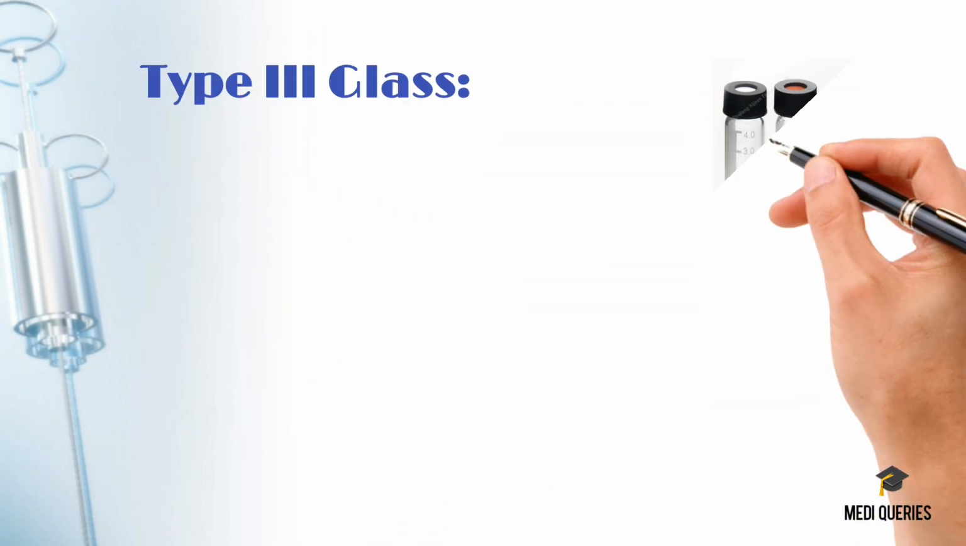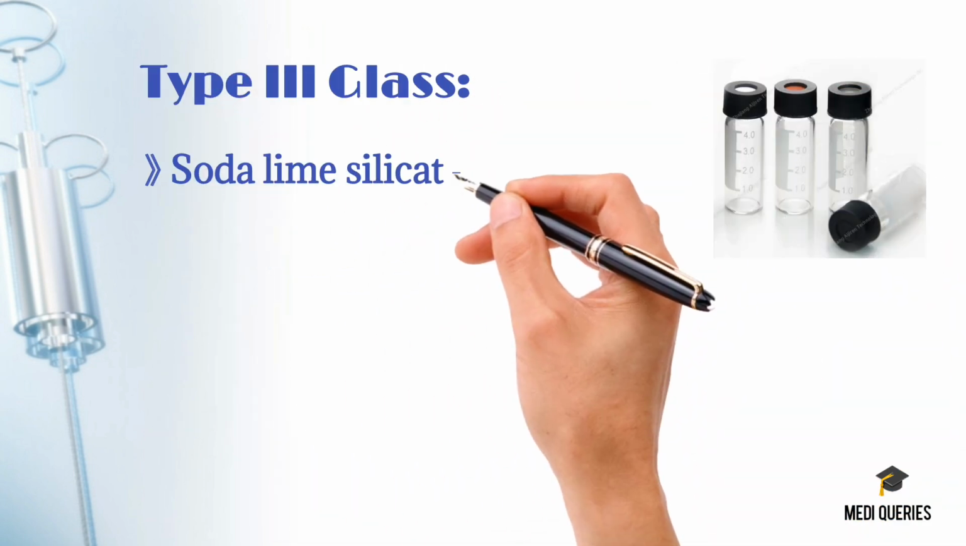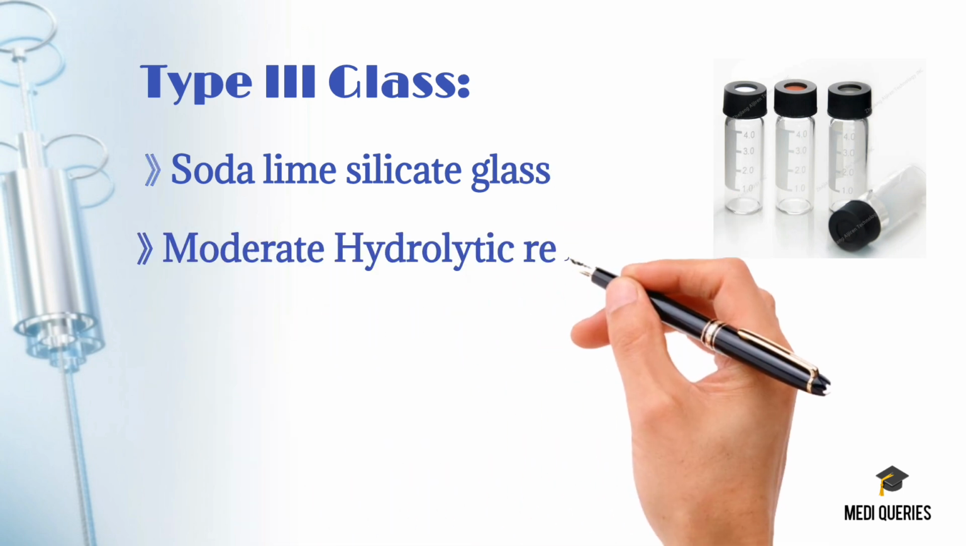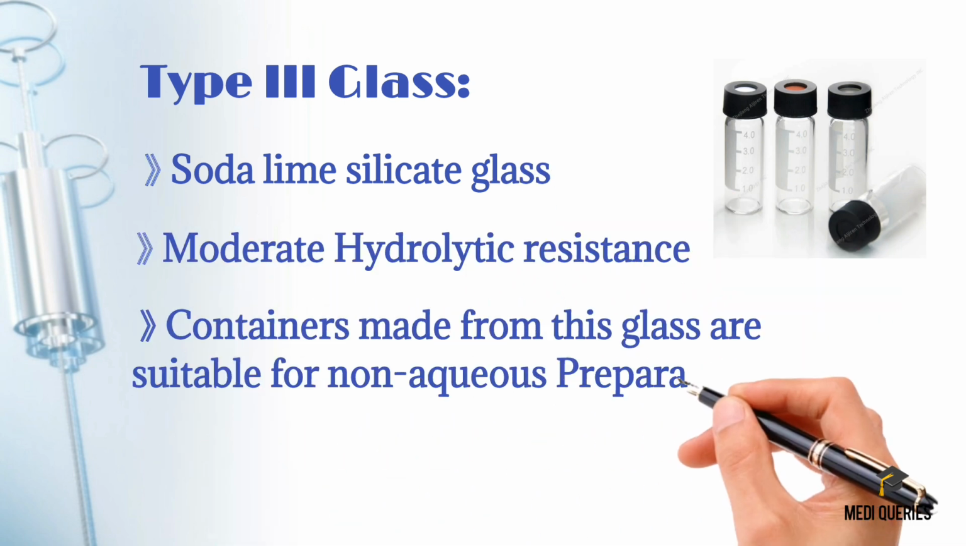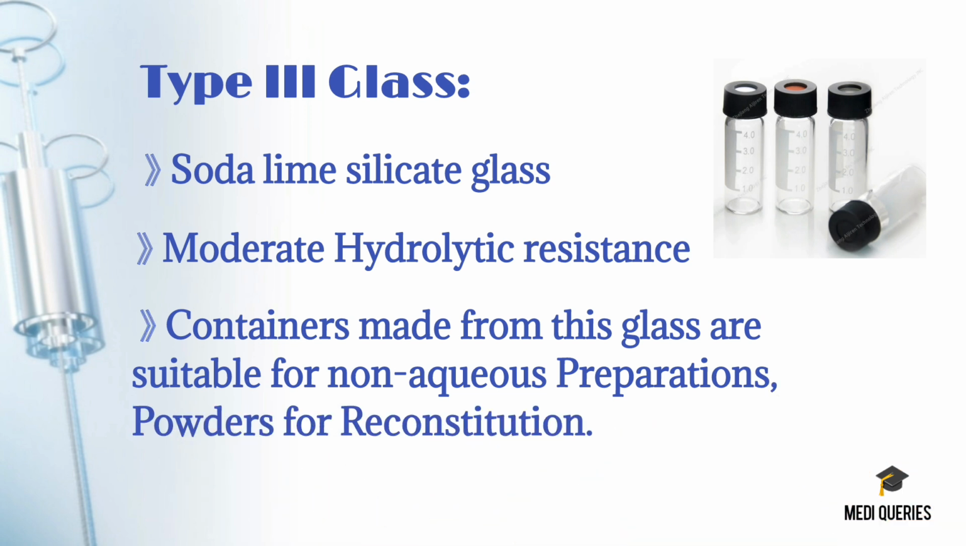And the next type of glass is type 3 glass. It is a soda lime silicate glass with only moderate hydrolytic resistance. The containers made from this glass are generally suitable for non-aqueous preparations and powders for reconstitution immediately prior to administration. So containers of type 2 and type 3 glasses should be used once only. Containers for human blood and blood components must not be reused.